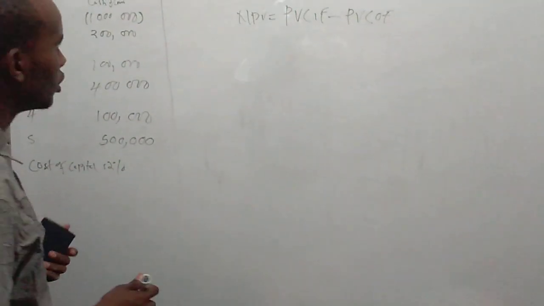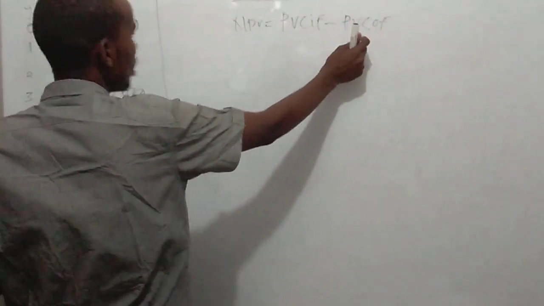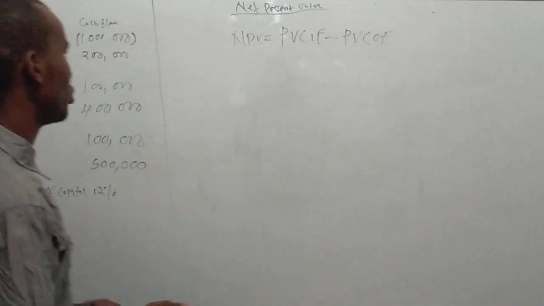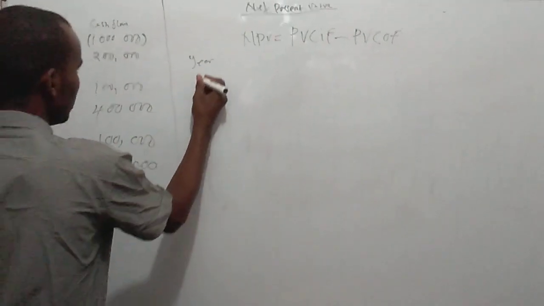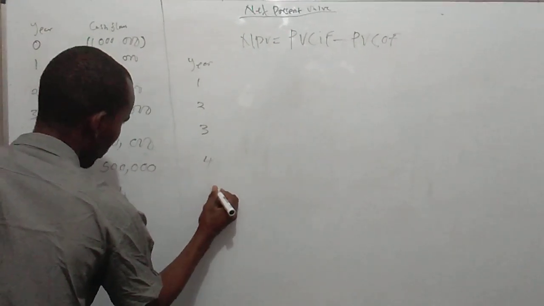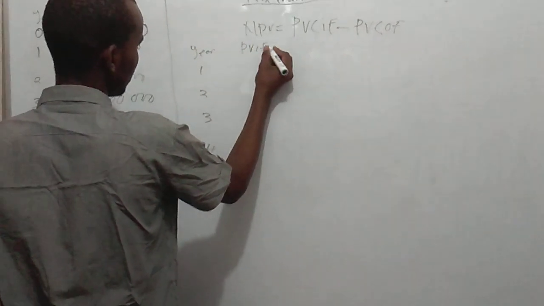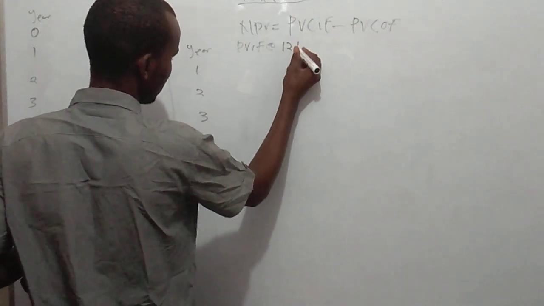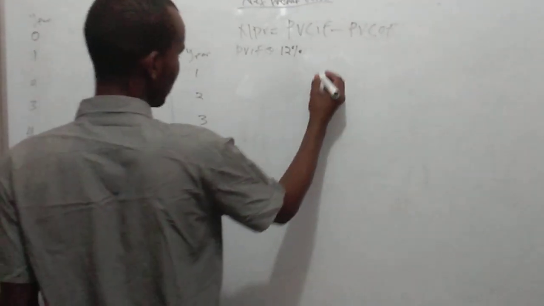So since we have the present value cash outflow, which is 1 million, our task is now to prepare the present value cash inflow. For us to prepare that, let's write here year. We have here year 1, year 2, 3, 4, and 5. Let's have here present value interest factor at 12%, remember the cost of capital is 12%. Then we get present value.